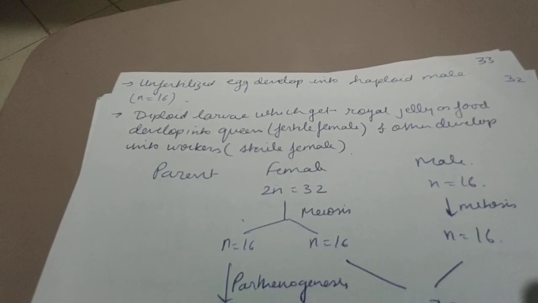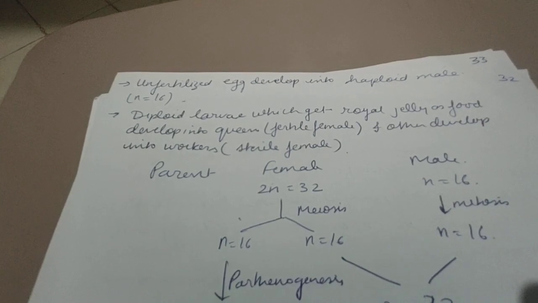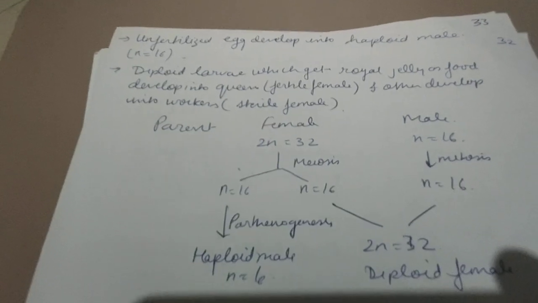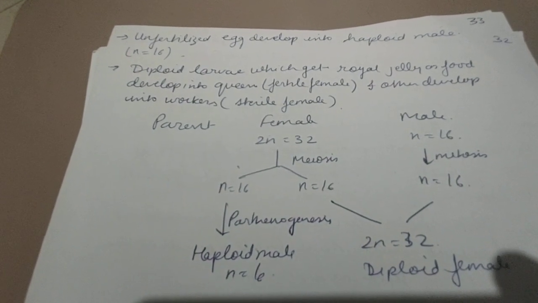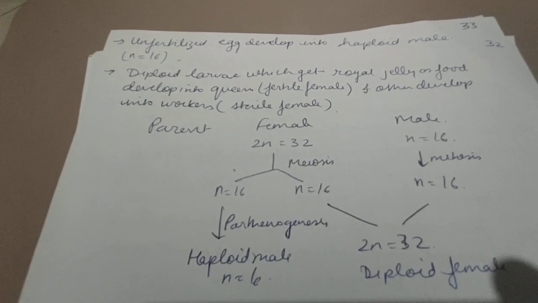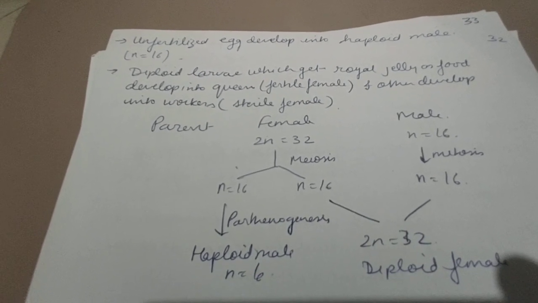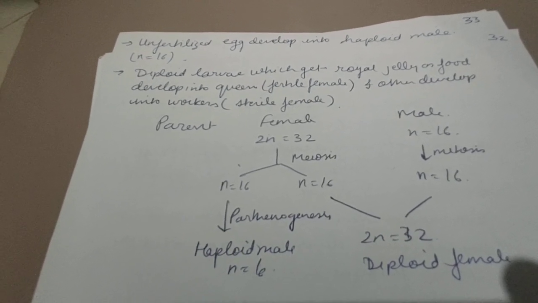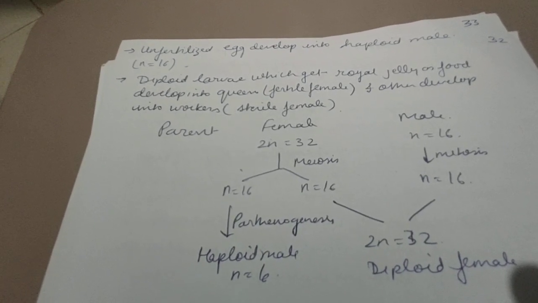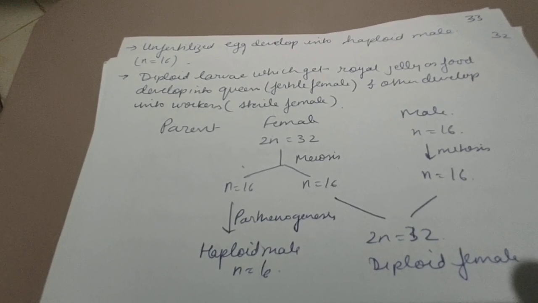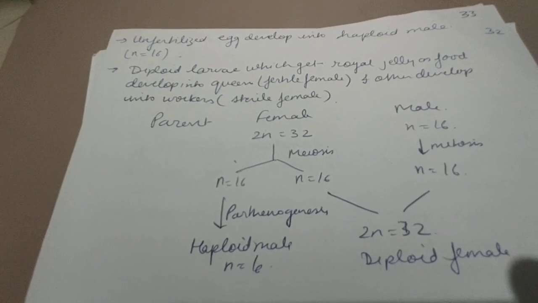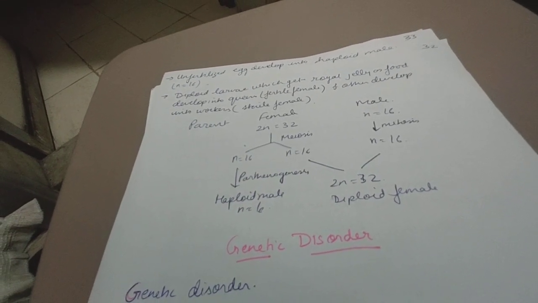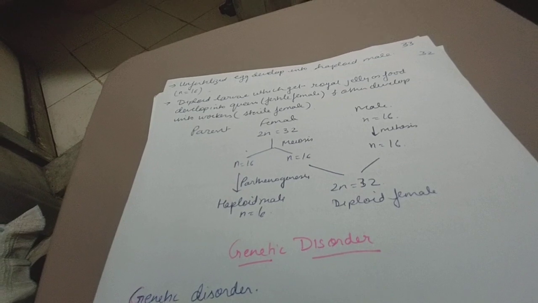So when the female forms egg cells or gametes, they are n equals 16, and the male forms n equals 16 by simple mitosis. When one female egg cell is fertilized with the male sperm, it becomes 2n equals 32, a diploid female, and an egg cell with n equals 16 directly develops into a haploid male. So in this way males are always haploid and females are always diploid. So this is about sex determination in bees. I think you can understand it.